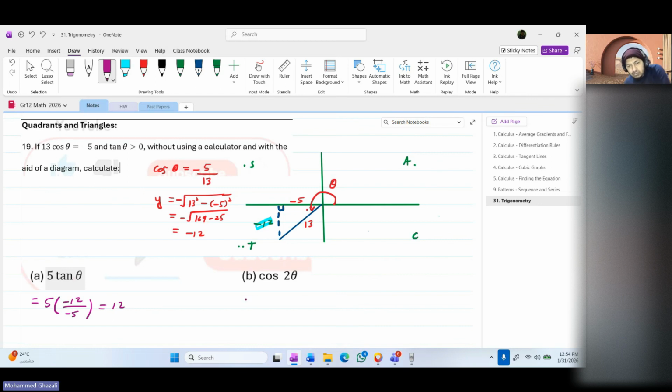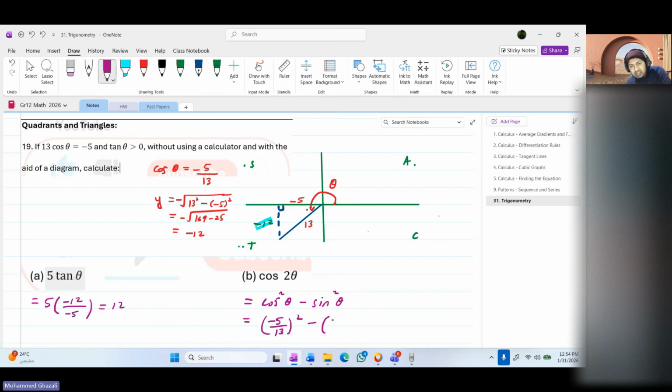What is cos of 2 theta? Cos of 2 theta, you can use any one of the trigonometric double angles. Any one of the double angles. So let me just use the first one. Cos squared theta minus sine squared theta, right? Which is, what is cos squared? -5 over 13 squared.